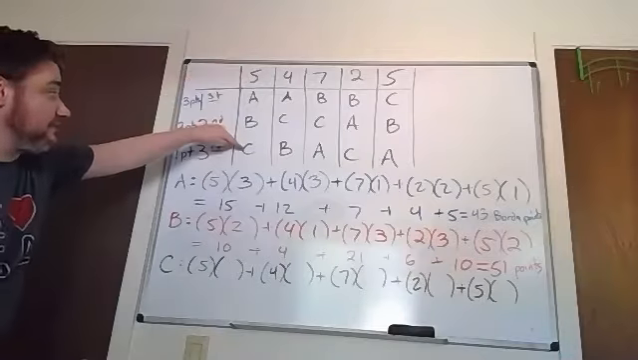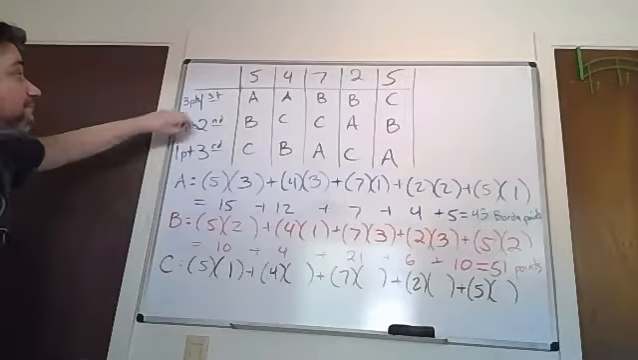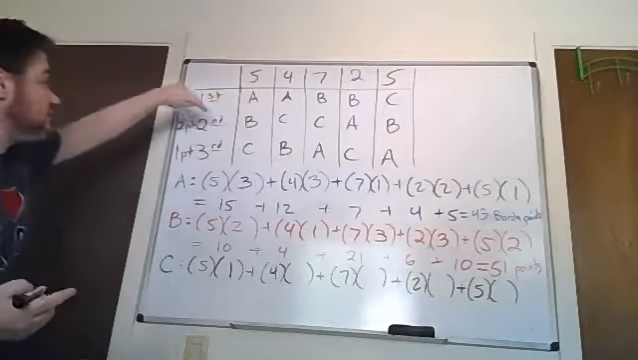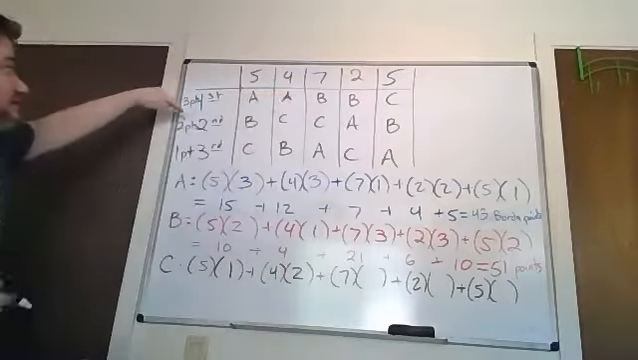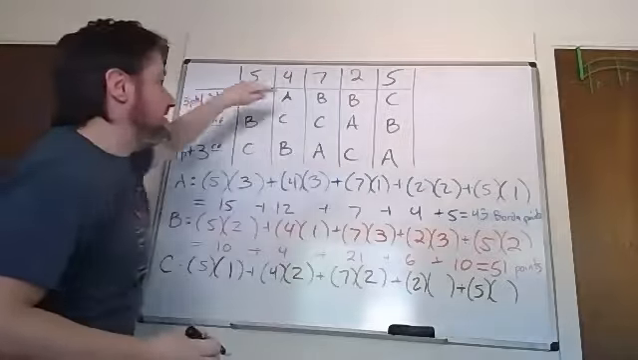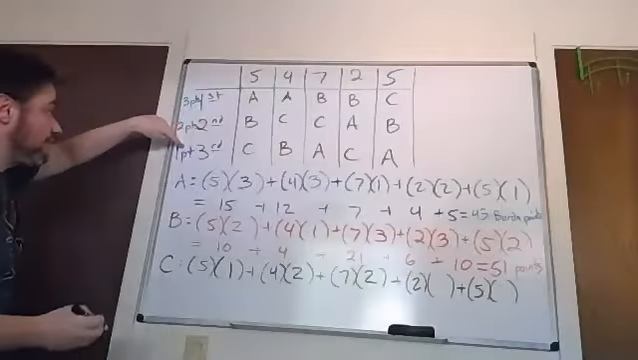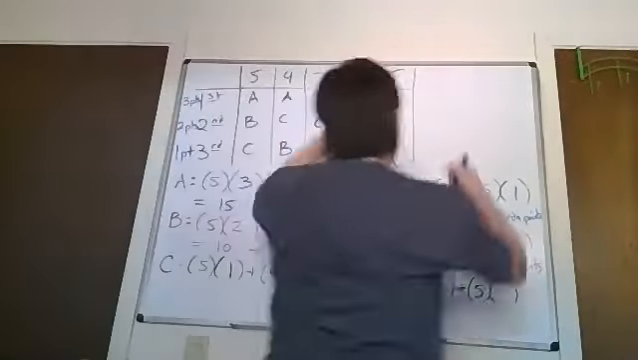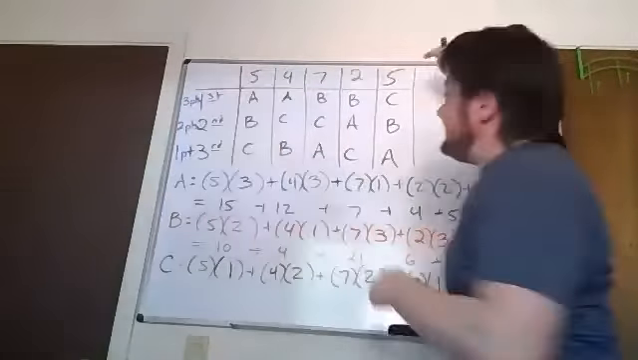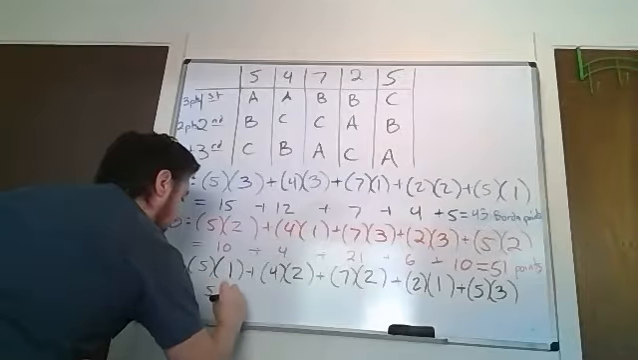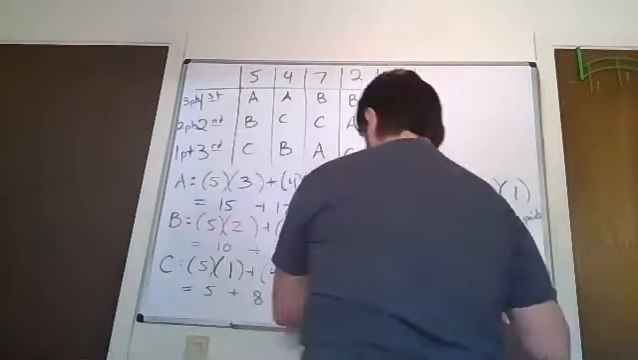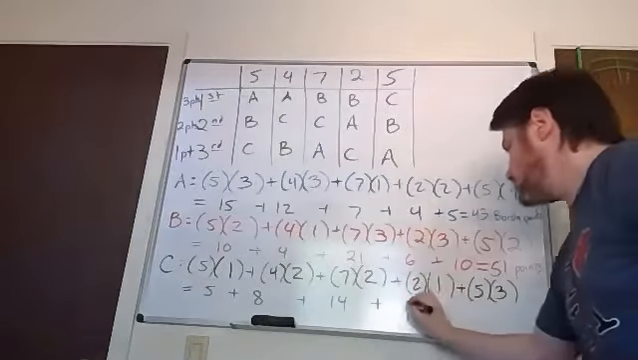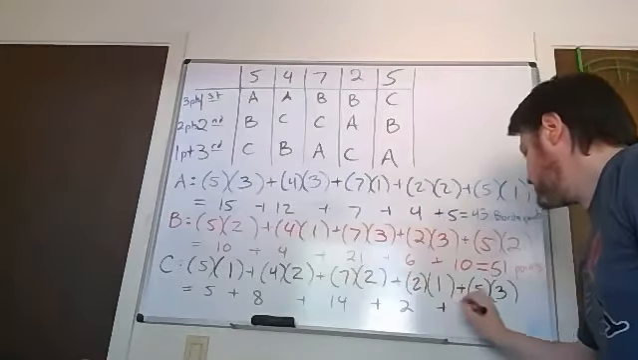These 5 voters have C in third place. That's 1 point. We put a 1. 4 voters have C in second position, which is 2 points. So we put a 2. These 7 voters also have C in second place, so another 2. These 2 voters have C in last place, so only 1 point. And these 5 voters have C in first place, and so 3 points. All right. Okay, multiply. So 5 times 1 is 5, plus 4 times 2 is 8, plus 7 times 2 is 14, plus 2 times 1 is just 2, and plus 5 times 3 is 15.